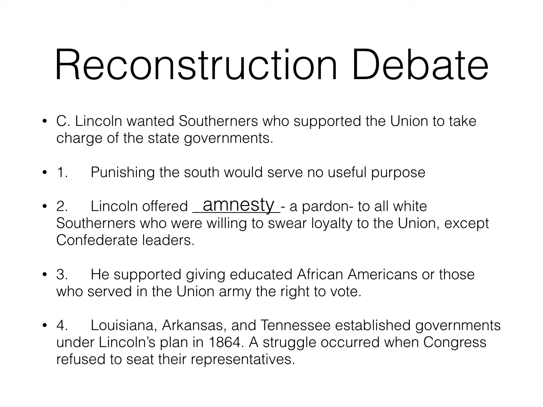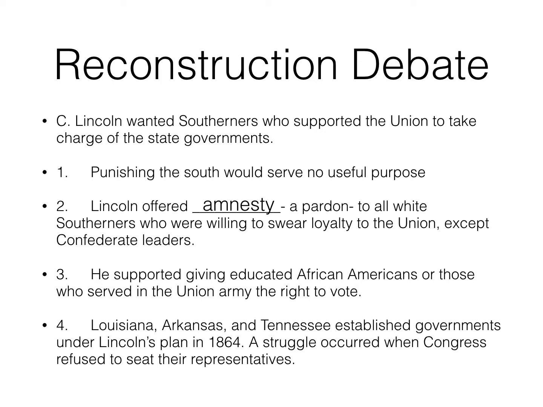But probably more important is that Lincoln wanted to give rights to African Americans, especially those who served in the Union Army. He wanted to give them the right to vote. Now, this was a big sticking point to a lot of people. They did not want to give rights immediately to African Americans, but Lincoln was a supporter of helping the African Americans, and we're going to see how he does that in a minute.